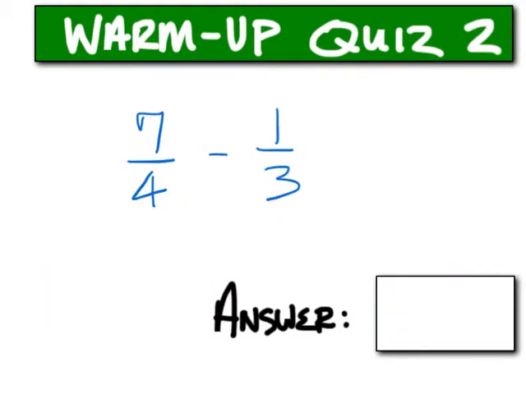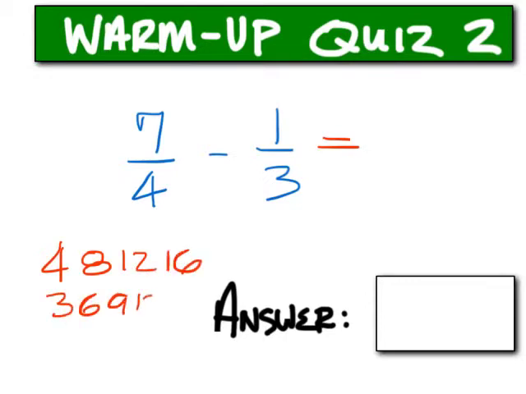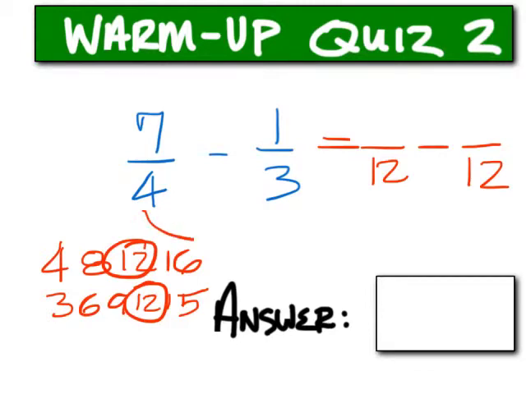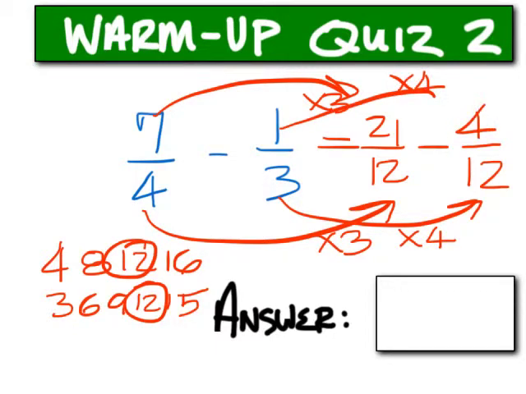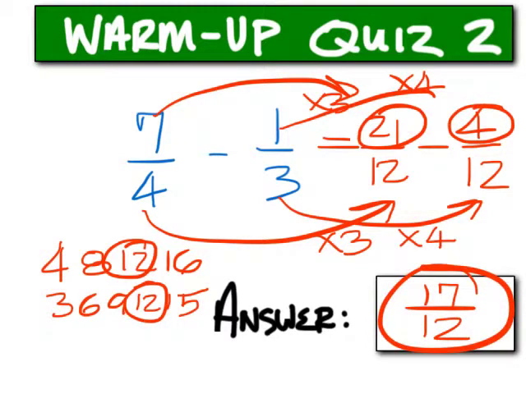Warm up number 2, 7 over 4 minus 1 over 3. 4 and 3, that's 4, 8, 12, 16, and 3 is 3, 6, 9, 12, and 15. 12 is the least common multiple. That's the denominator we will use. 4 times 3 is 12, so 7 times 3 is 21. And 3 times 4 is 12, so 1 times 4 is 4. 21 minus 4 is 17. 17 over 12 is the final answer.